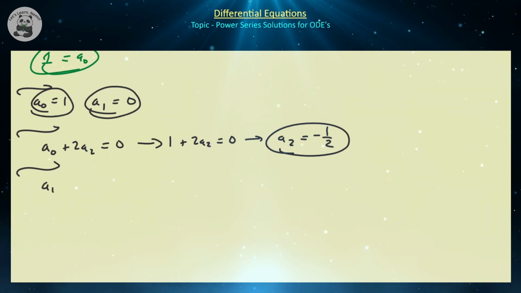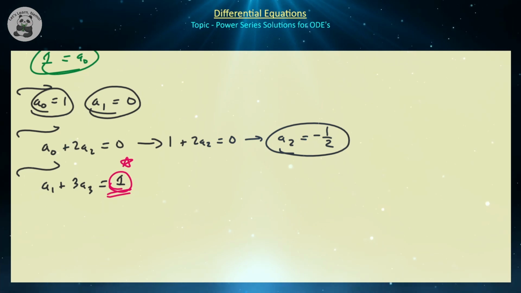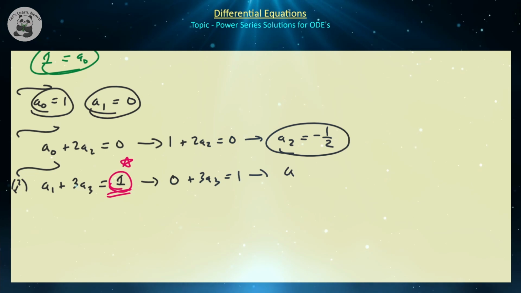So we know that a1 plus 3a3 will be equal to 1. Keep in mind, this is the only special one. All the others are going to be set equal to 0 because this is our quadratic term, right? So a1 is 0, plus 3a3 is equal to 1. So a3 is equal to positive 1/3.